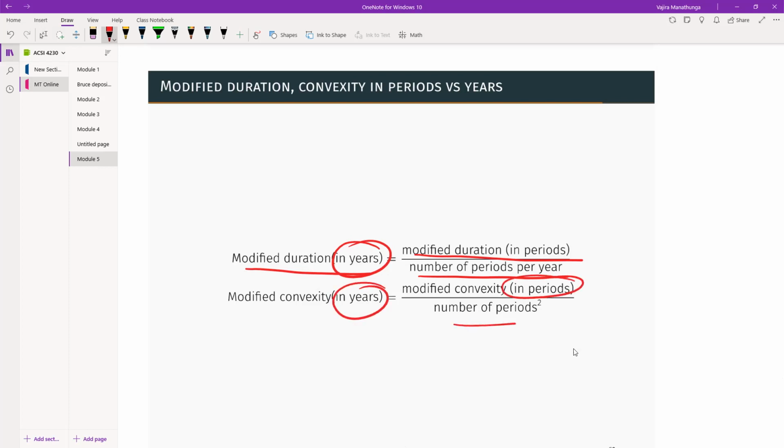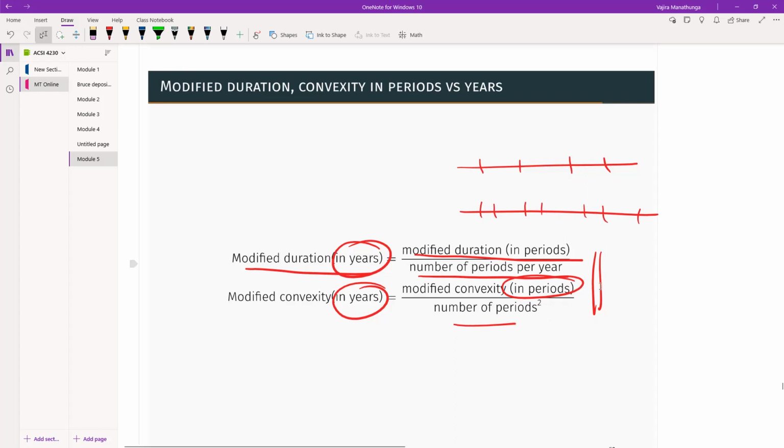That's given in here. This formula is very useful, because sometimes, let's say you are getting payments every quarter, then your modified duration is going to be in quarters. Then you have to divide by 4 to get the modified duration in years. Let's say it's monthly, your payments are every month. So for this cash stream, you calculate modified duration, and then it's actually on a month basis. Then you have to divide by 12 to get the modified duration in years. The same goes for the convexity too.